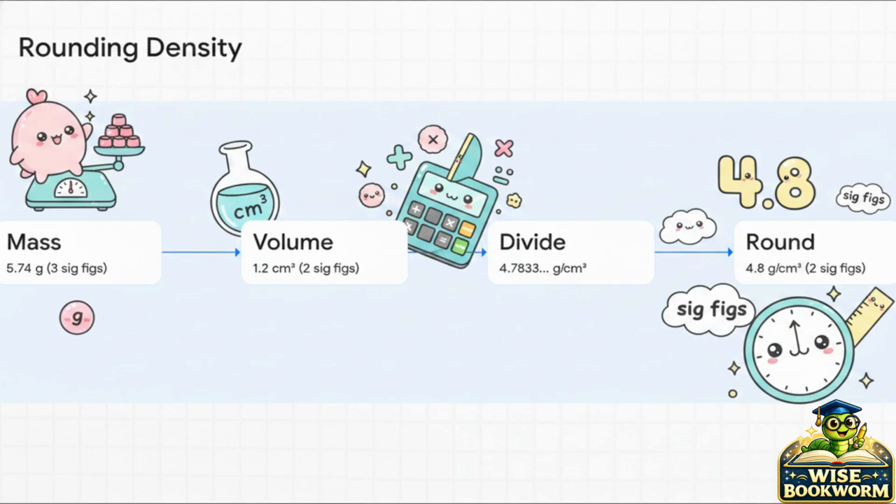Because our least precise raw measurement had only 2 significant figures, our final answer must be rounded to exactly 2 significant figures, so 4.8 grams per cubic centimeter. Doing this maintains strict scientific integrity.